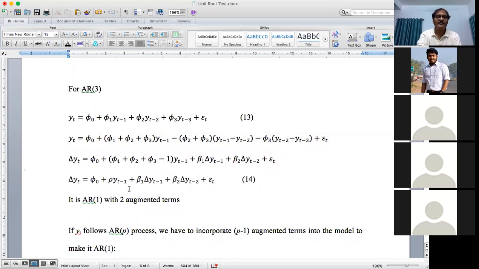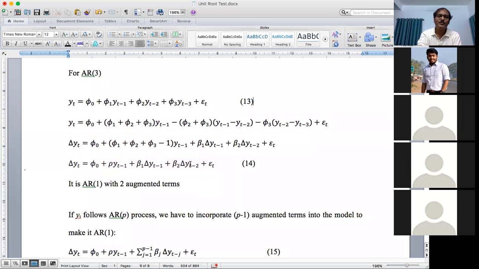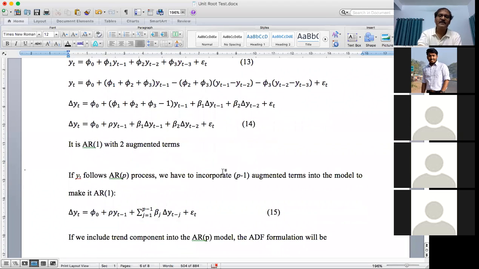And you can write in compact form delta yt is equal to phi naught plus rho yt minus 1. Rho means we denote this component together as rho, plus beta 1 delta yt minus 1 plus beta 2 delta yt minus 2. So after incorporating these two terms, the AR3 shown in equation 13 could be converted into AR1 shown in equation 14. So to convert AR3, we need to incorporate two augmented terms. Okay, so after incorporating two augmented terms, AR3 can be converted into AR1.